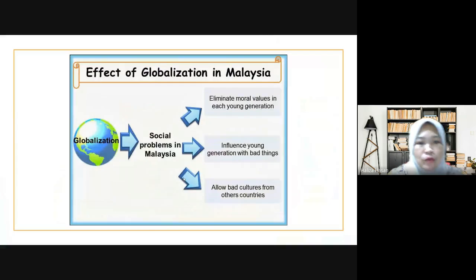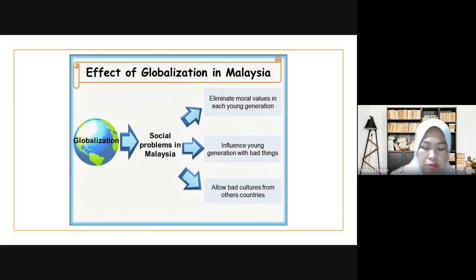Okay, effect of globalization in Malaysia. So the social problems in Malaysia eliminate moral values in the young generation, influence the young generation with bad things, and allow bad culture from other countries. So this globalization affects or causes social problems in our country.